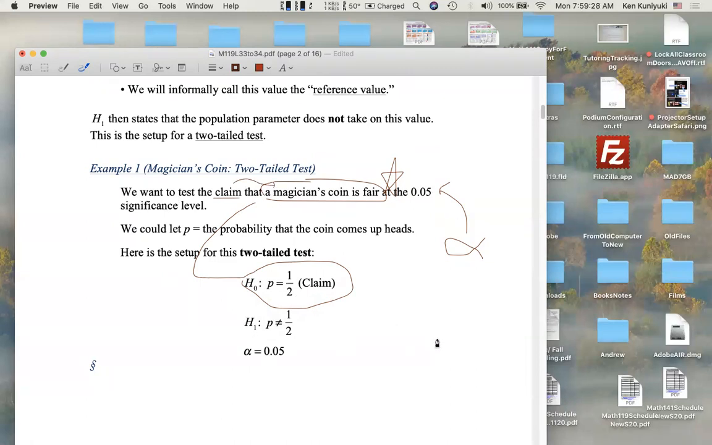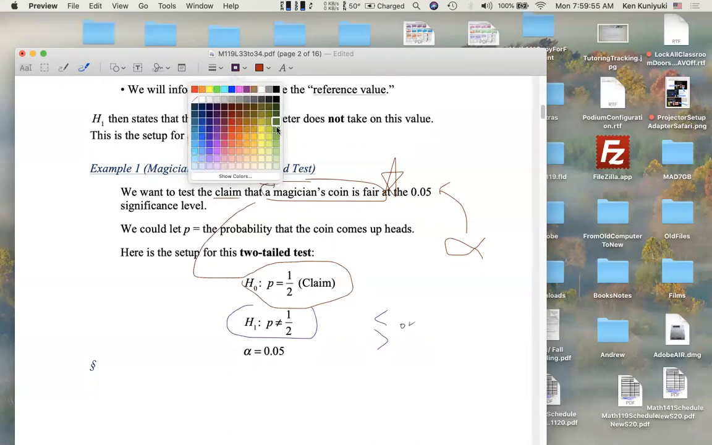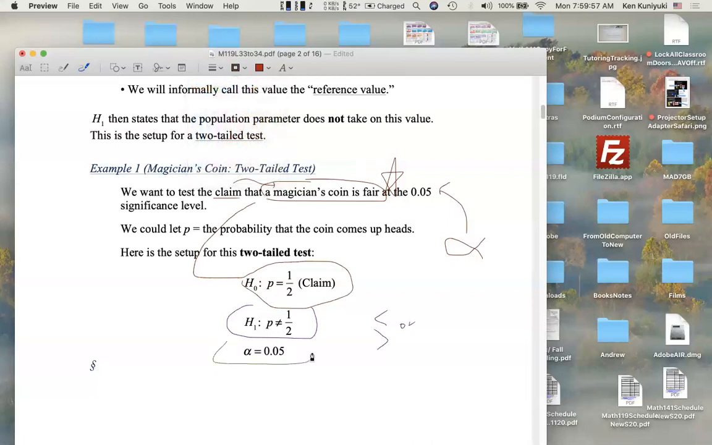Bear in mind, the wording could have just as easily said that the claim was the magician's coin is unfair. And by the way, the alternative is the one that says that. The alternative hypothesis would then say that the coin is unfair or biased. That is, P is not 1/2, meaning that P could either be less than 1/2 or greater than 1/2. Maybe it's biased towards heads or tails. And remember, alpha was 0.05. That's given in the problem. So that's the setup for a two-tailed test.